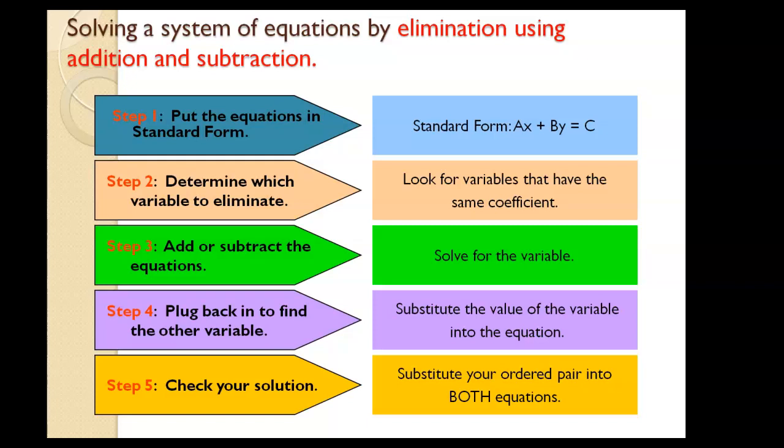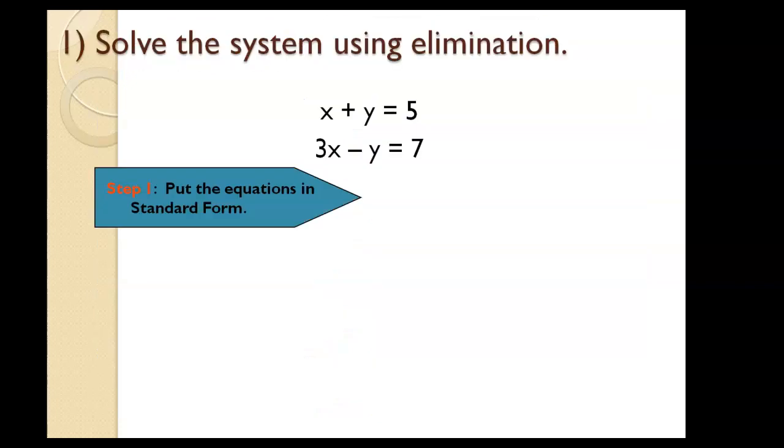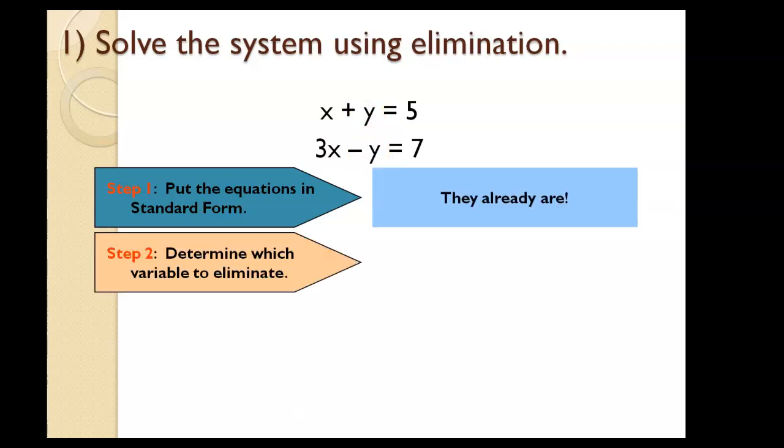And remember, the last step is always to check your solution. So you are going to substitute the ordered pair you've got into both equations, and they both have to be true. So let's take a look at this example. As you could see, the coefficient in front of y in the first equation is 1, and in front of y in the second equation is negative 1. So they're, so to speak, same coefficients because they have the same numerical value and opposite signs.